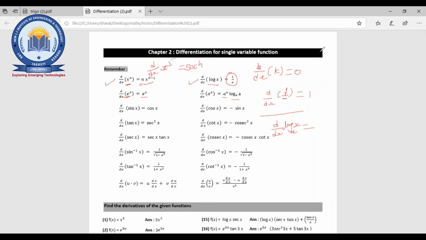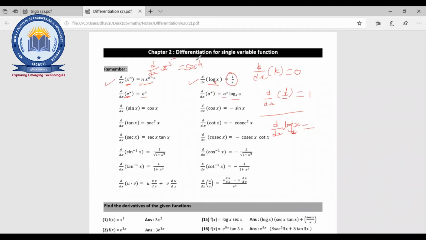Some are writing in the chat box 1 by x. No. See, what is the base? That I have written a. Here the base is e, here the base is e, and here the base is a. Log x by log a, many answers. No, it's not like that. 1 upon x into log a. Yes, 1 upon x into log a.